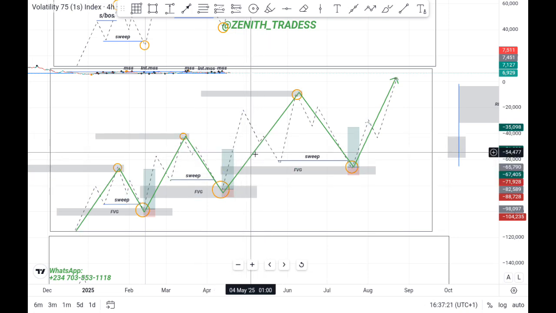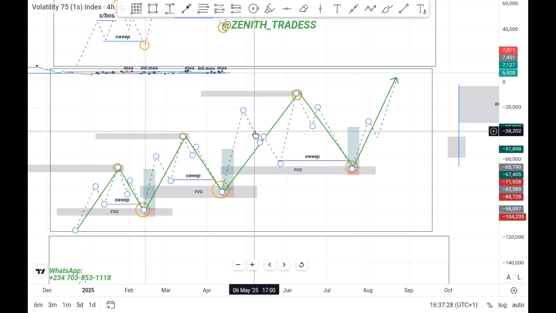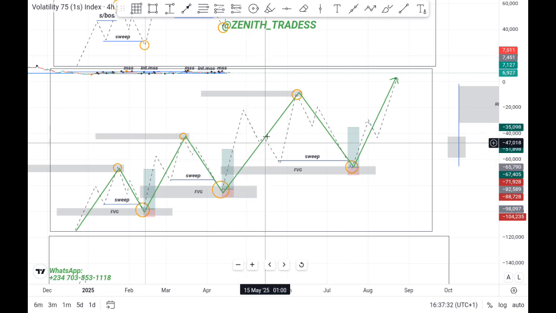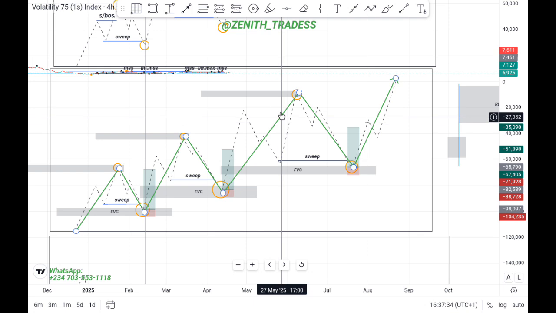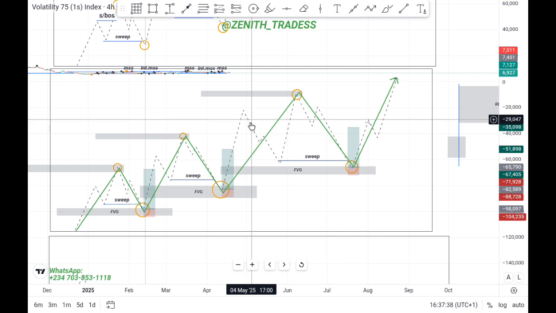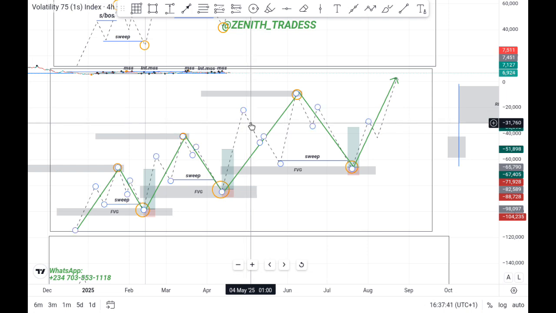If you take this green trend as daily time frame, let's assume this green trend is a daily time frame, then the inner minor trend should be like 4 hour or M15. It's relative. You can take the 4H as the green line, the green trend as 4H time frame. Then the inner dotted line trend should be M15, 15 minutes time frame.